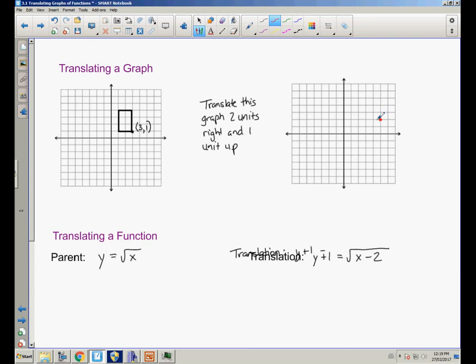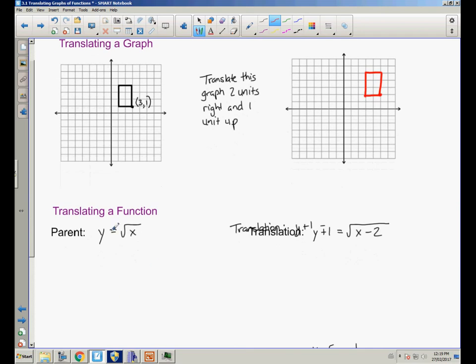And the rest of the dimensions of that box are going to stay the same. So along the bottom, 2, and going up 3. So there's a translation. Now the question is, can we write an equation that shows this translation without having to actually graph it? So we're going to try it with this parent function.